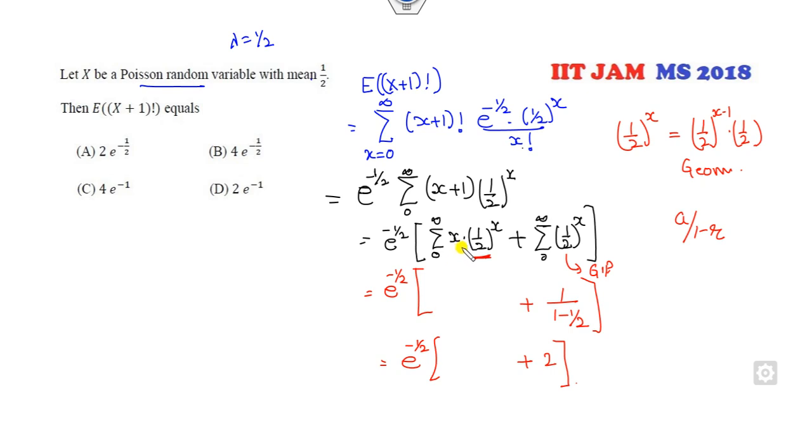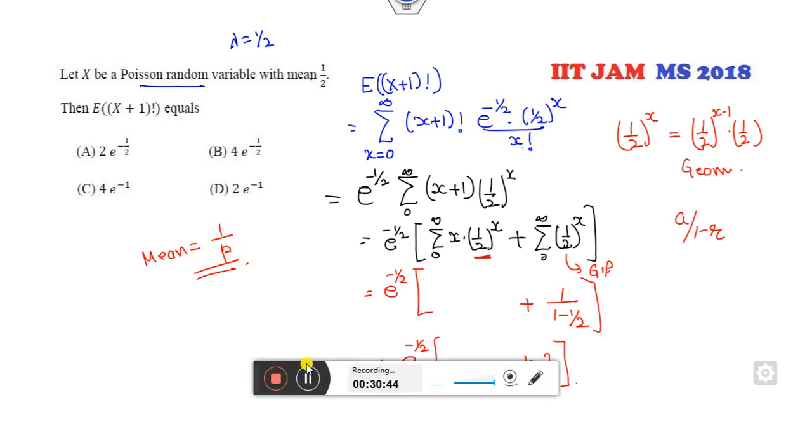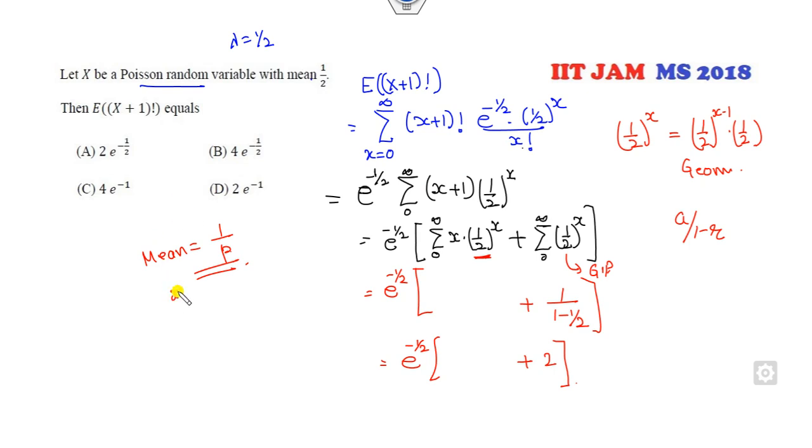how can you find this? What is the mean of the geometric distribution? The mean of the geometric distribution is 1 over p. Fine. If x starts from 1, and if I substitute x as 0, then there is no problem. Instead of 0 I can take n as 1. So the mean is 1 over here, so it will be 2. So 2 plus 2, 4. 4 e raised to power minus half.